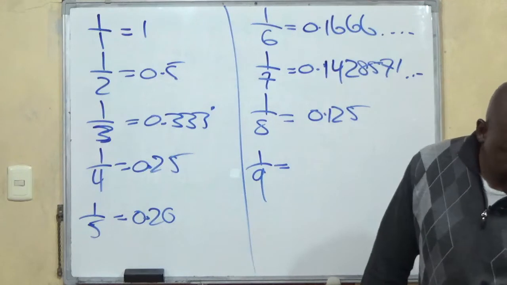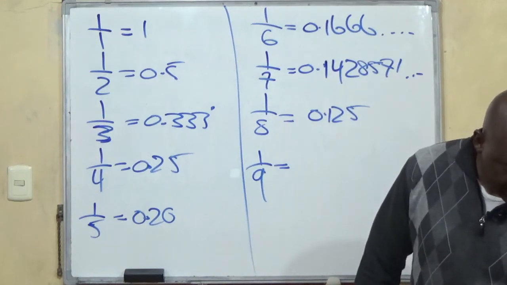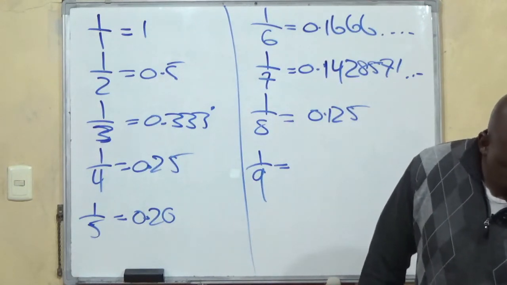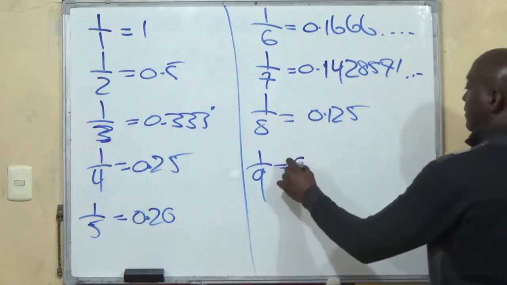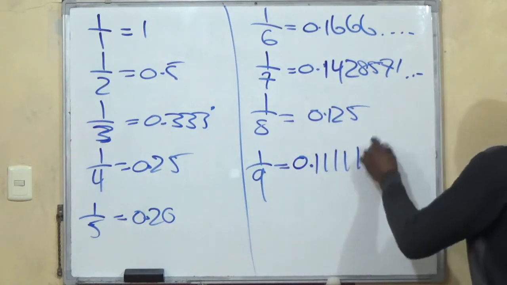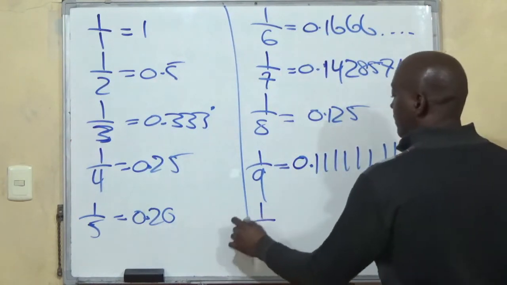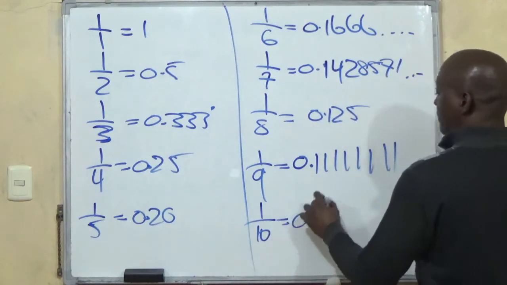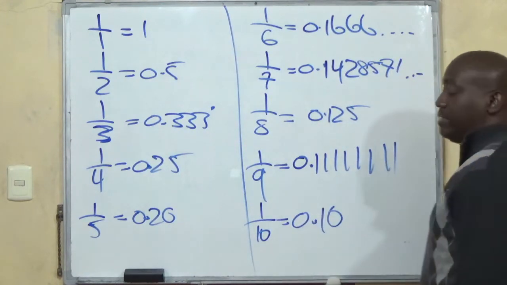1 divided by 9 is 0.111111 going down the road. 1 divided by 10 is 0.10, etc., etc.